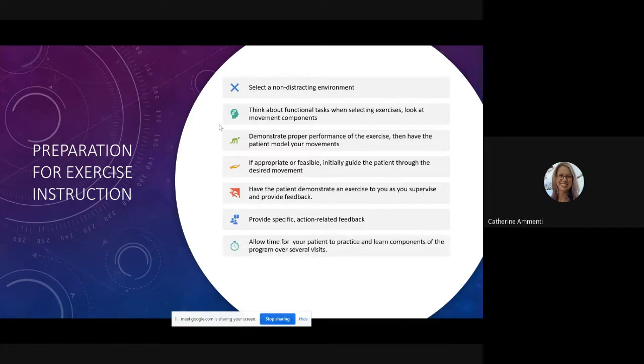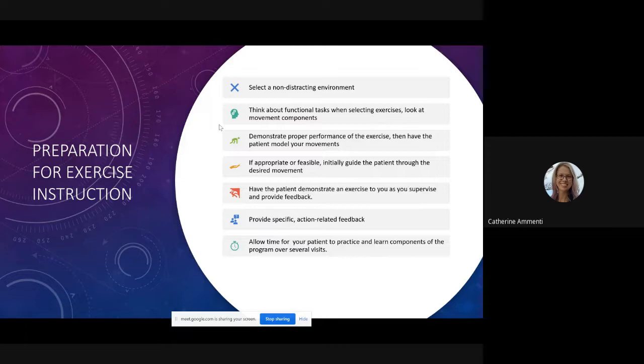And allow time for your patient to practice and learn the components of the exercise program over several visits. So if they have a series of exercises that they have to do, make sure they have time to practice and learn the components of that program. So don't just expect that they'll have all 8 exercises of this program learned today.